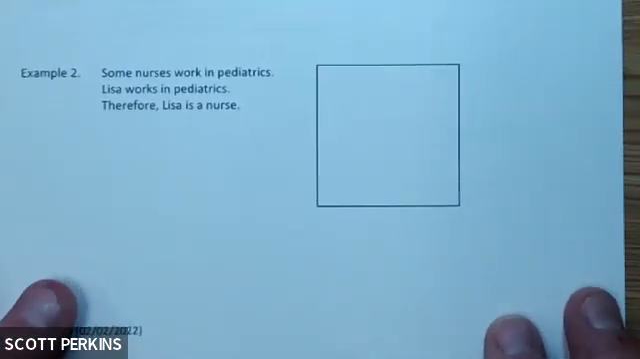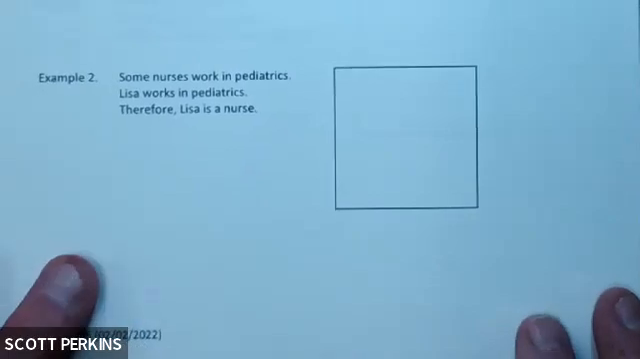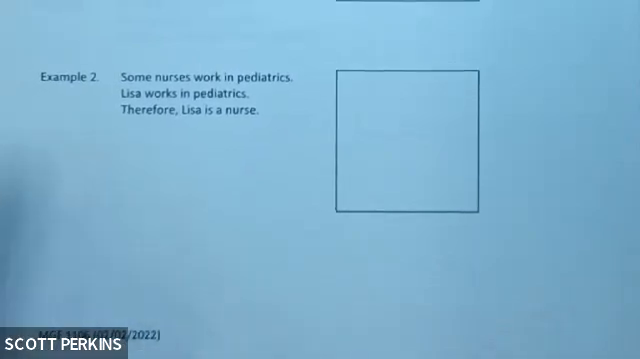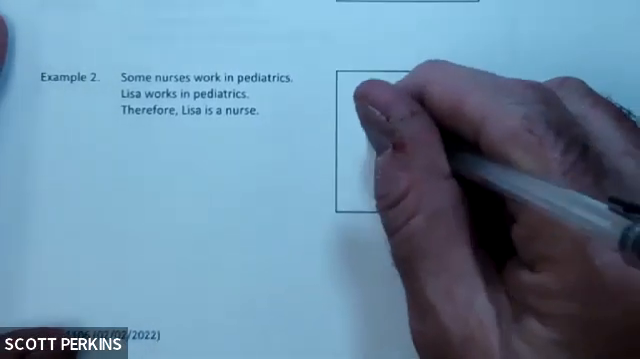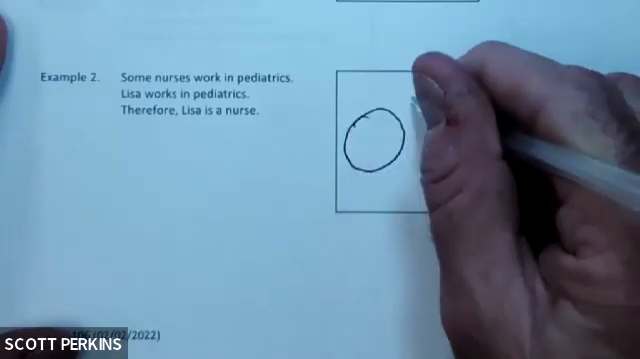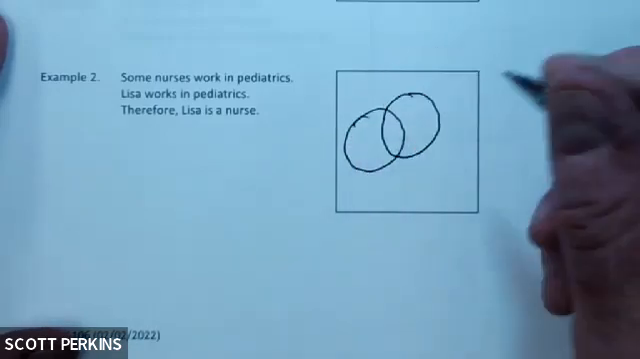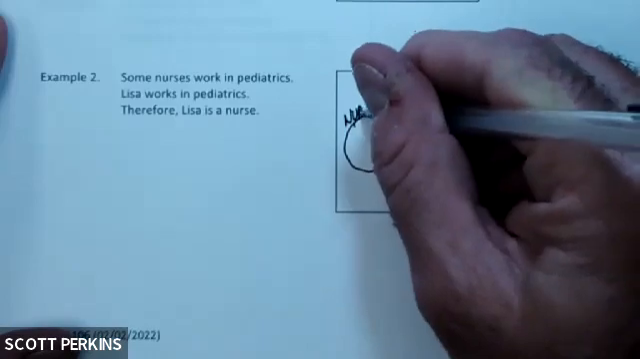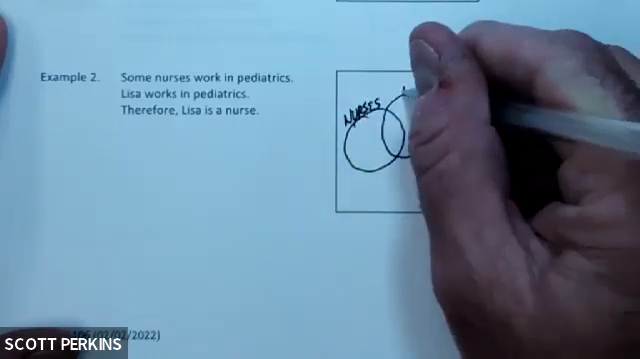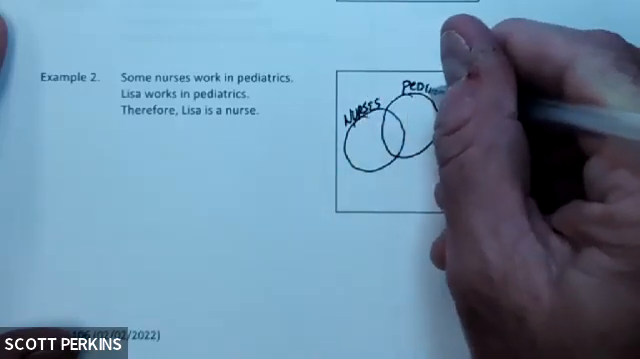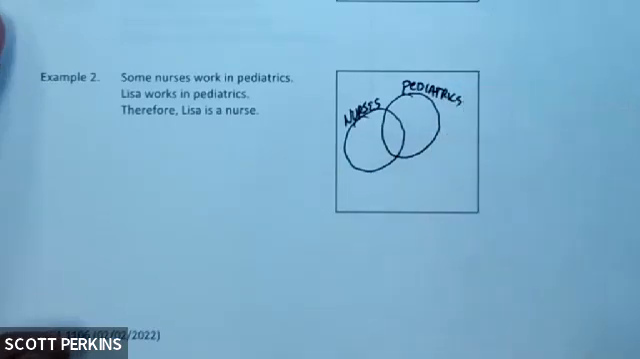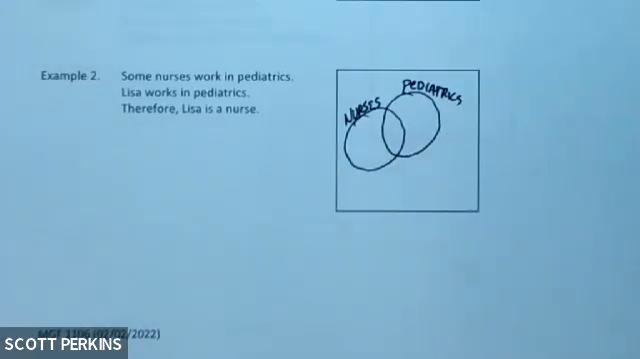says, some nurses work in pediatrics. Okay, so I need two circles. It's a some statement, so I'm going to draw them as a Venn diagram, like we said earlier. So some nurses, I'm going to have a nurses circle, and then I'm going to have a pediatric circle. You with me so far? Don't let me do something that you don't like.